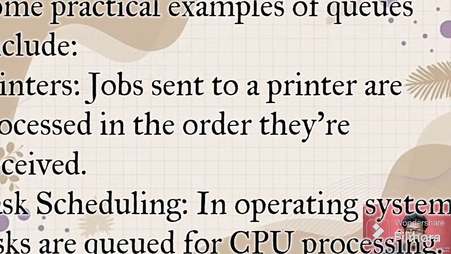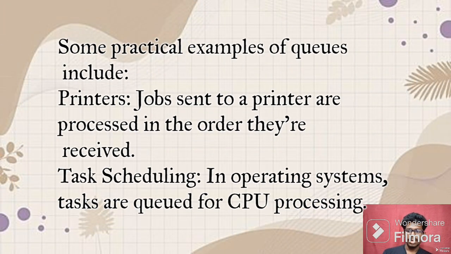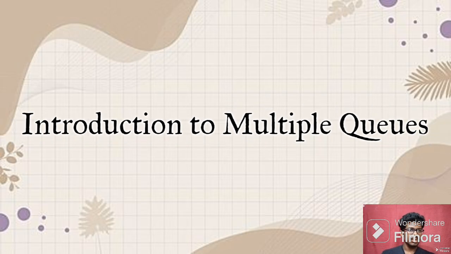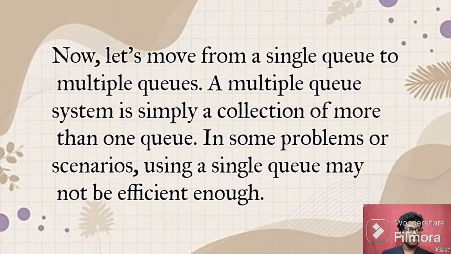Some practical examples of queues include printers. Jobs sent to a printer are processed in the order they are received. Task scheduling. In operating systems, tasks are queued for CPU processing. Introduction to multiple queues. Now let's move from a single queue to multiple queues. A multiple queue system is simply a collection of more than one queue.